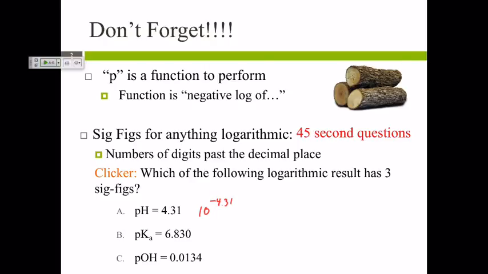So 10 to the negative pH is a way of undoing that logarithmic value that we found. So a pH of 4.3 tells us the concentration of H plus ions. And I would add one little thing here. It's molarity. So then why is that ones place of the pH value not significant? Let's actually calculate that out. So if we do 10 to the negative pH, it's 4.9 times 10 to the negative fifth.